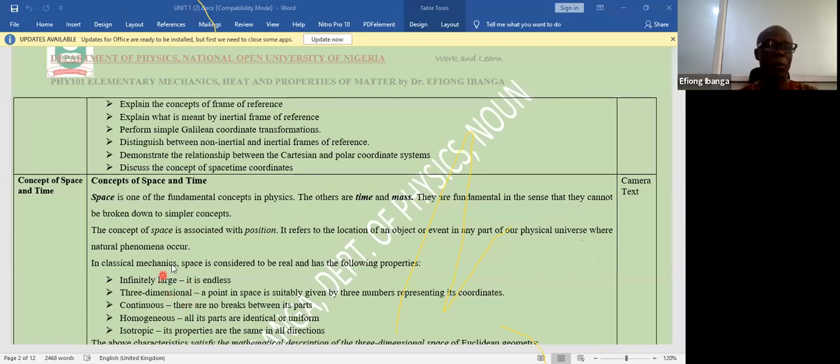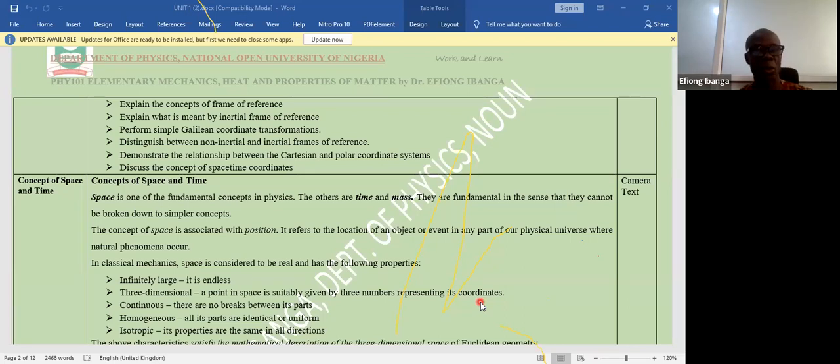Now, 3-dimensional. We are saying that space also is 3-dimensional. Now, a point in space is suitably given by 3 numbers representing its coordinates. Any position in space can be given by 3 numbers, whatever the coordinate system you have taken. Well, mathematically, you will realize that we may have more than just 3, but I will just give us what is common to our physical experiences, and that is that space is 3-dimensional, meaning that any position in space can suitably be given by 3 numbers representing what we call the coordinates of such a point.